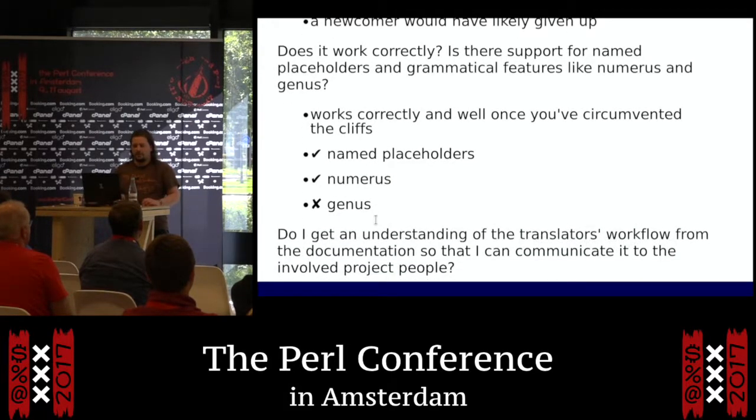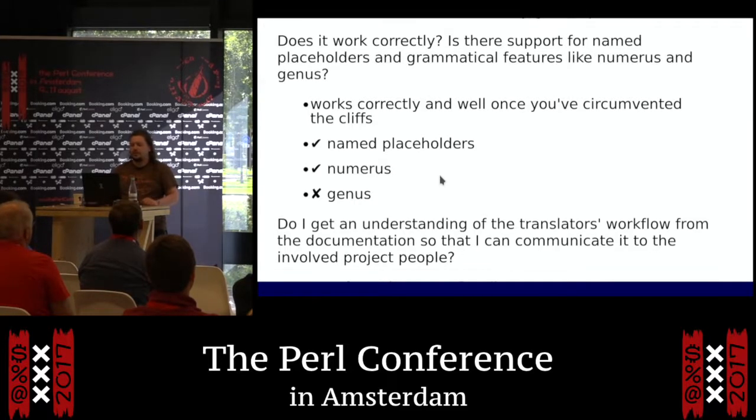Does it work correctly? Yes, certainly it works correctly once you know where the bad parts are, or the non-working parts. Is there support for name placeholders and grammatical features like numerals and genus? Yes, there is. Only the very oldest implementations of getText have no support for name placeholders or numerals. Genus, I will talk about this later.